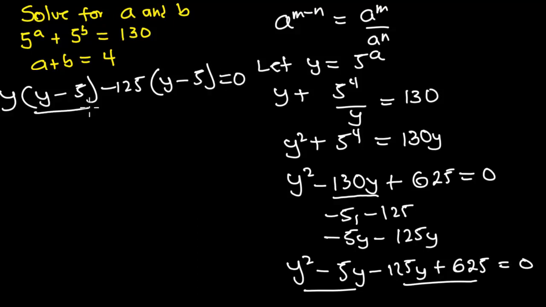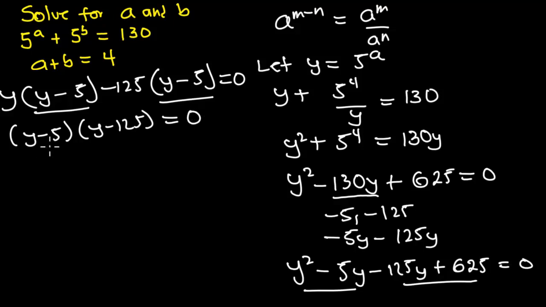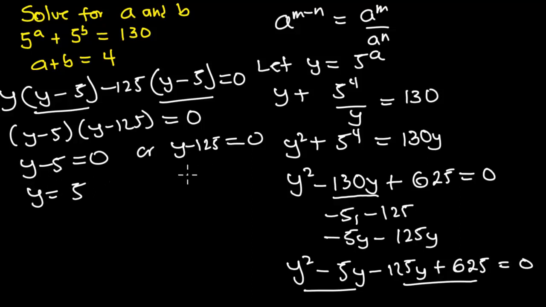Now you have y minus 5 in common, so I'm going to factorize that one out. So y minus 5 out, leaving y minus 125, and this will be equal to 0. Now from here we are going to equate this to 0 and this also to 0. So we have y minus 5 equal to 0, or y minus 125 equal to 0. And so y is equal to 5, or y is equal to 125.